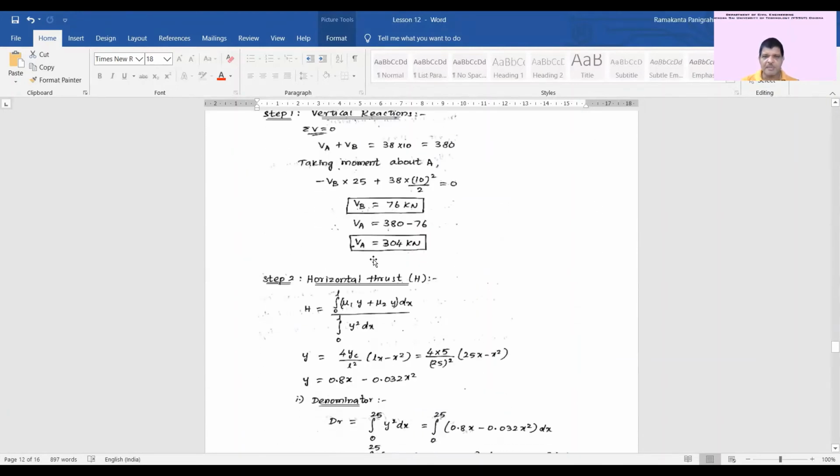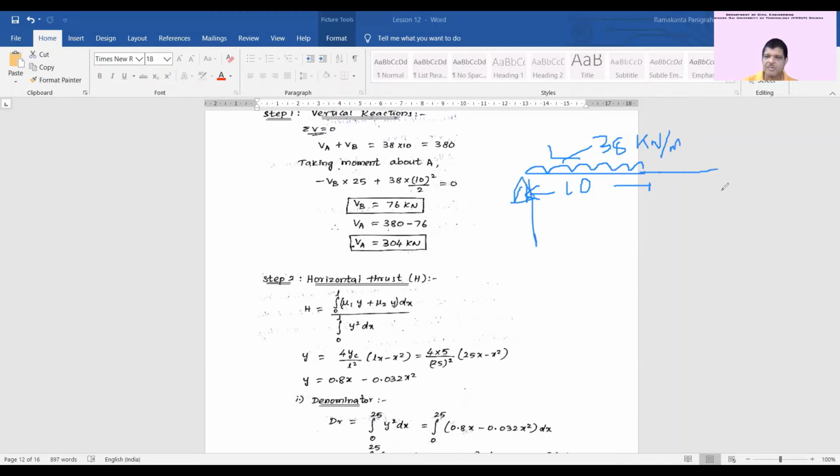Now, like the previous problem, let us find the value of VA plus VB. So the total load comes out to be, now the load is only 38 kilonewton per meter, and this is acting up to distance 10 meter. Okay, so this is 10. This is 38 kilonewton per meter. So this comes out to be 380 kilonewton. So now just like a beam you can take. So this is the beam, and this is 10, and total value is given. So this is A and B. Now you can take this total reactions VA plus VB is equal to 380.